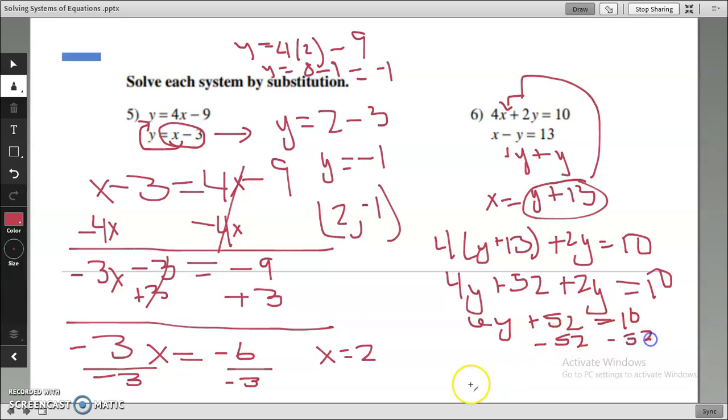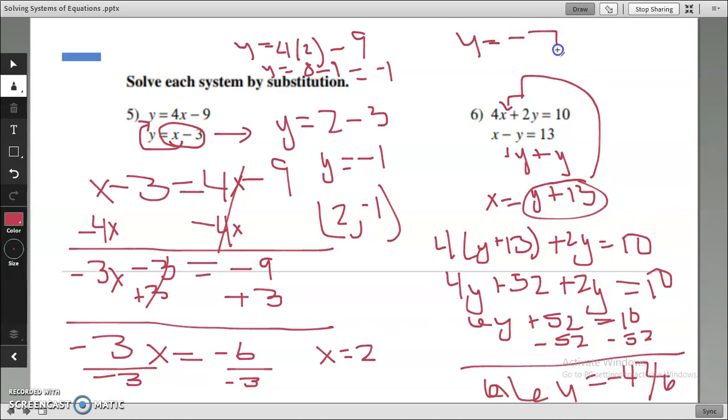And I bring everything down. I get 6y is equal to negative 42. Divide both sides by 6. And I'm going to have to come up here and apologize. So y is equal to negative 7.